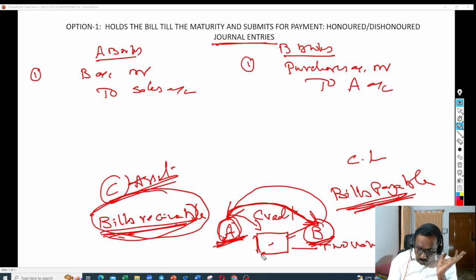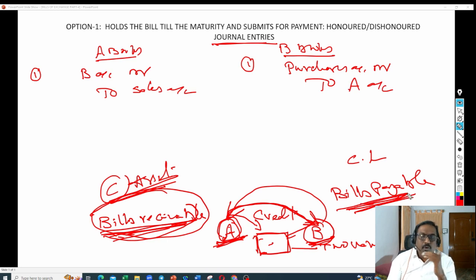So you have only one bill in place, but this one bill will be called bills receivable by A, and the same bill will be called bills payable by B. So bills receivable is an asset, bills payable is a liability.